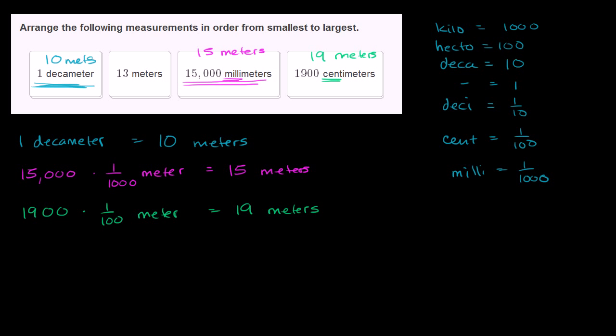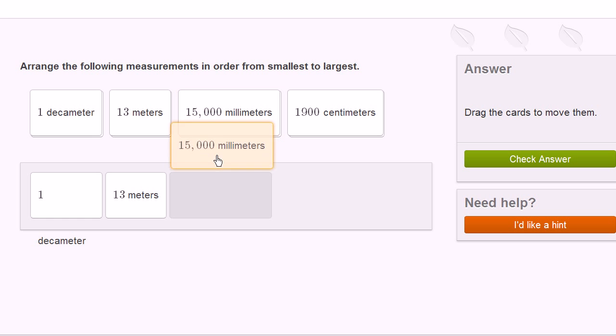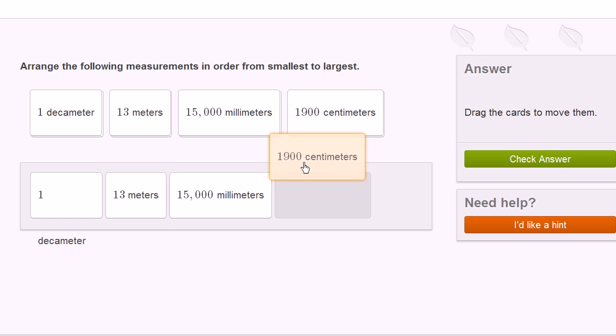So let's go back to the actual problem. So let's remind ourselves. This right over here, this is 10 meters. This is 13 meters. So 10, 13. This right over here was 15 meters. And this right over here was 19 meters.